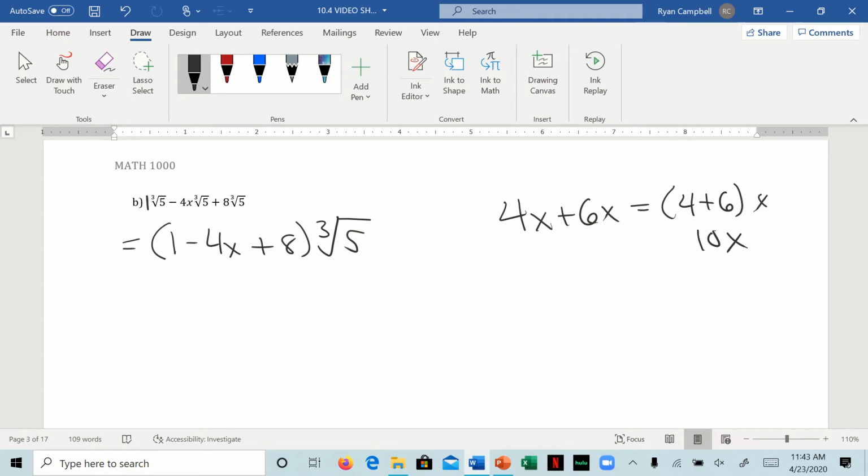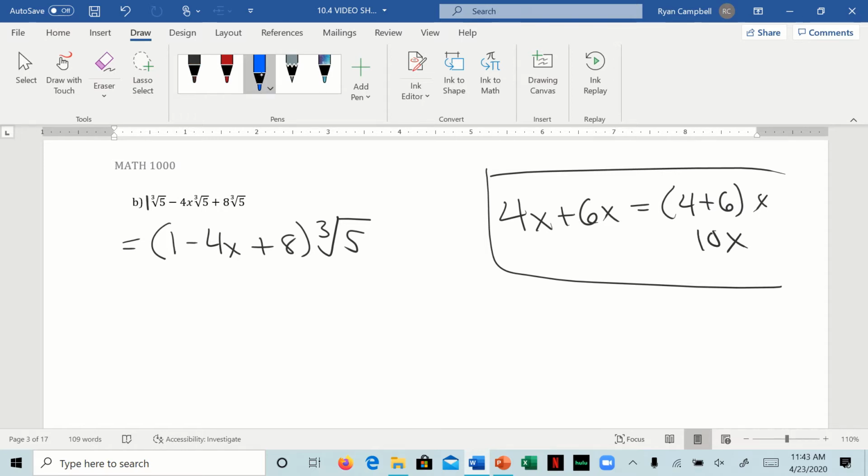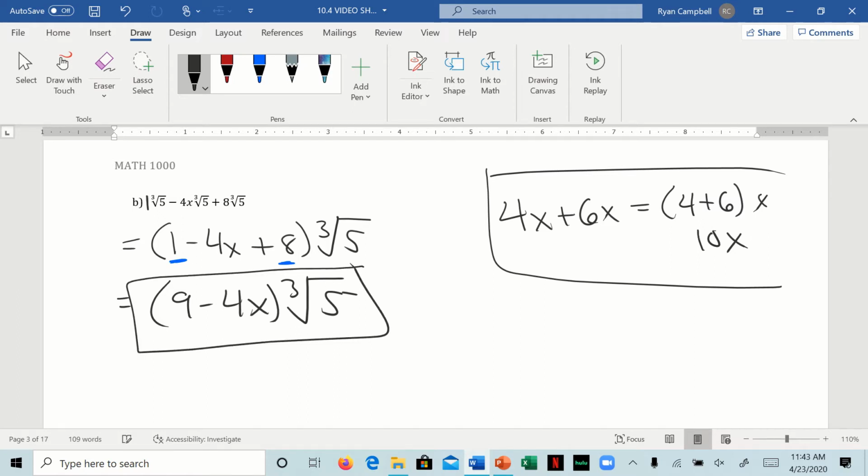So going back to our problem, so that was a side note. We can still combine because you can do 1 plus 8. So we get 9 minus 4x times the cube root of 5. And since you can't combine the 9 and the 4x, right? This is not 5x because this is a constant with no x. This is the x. So this is the answer. Can't combine anymore.